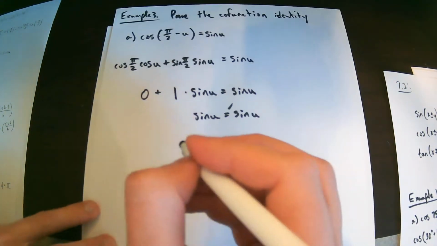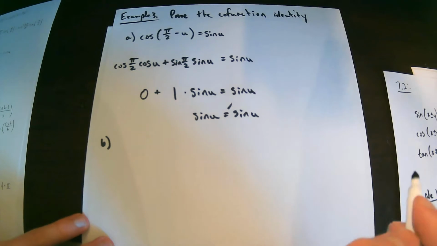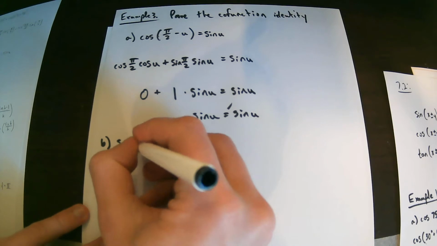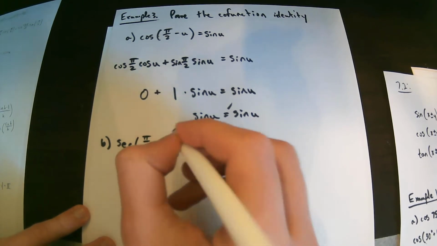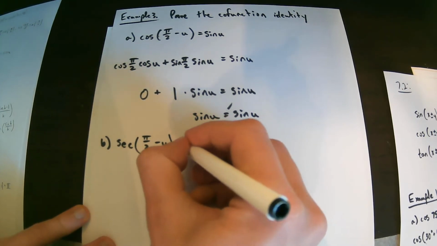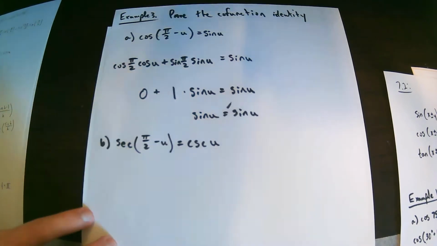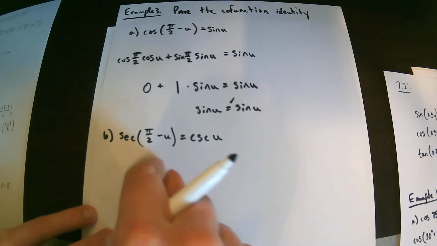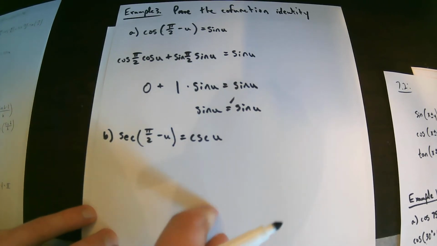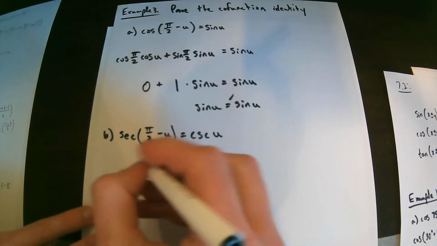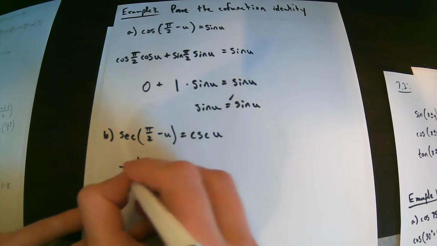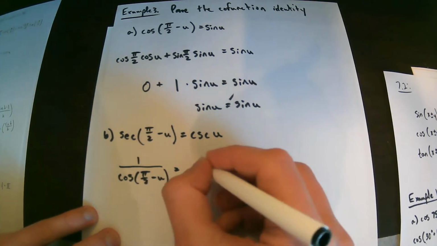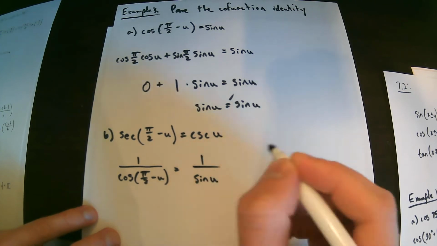Okay, and how about another one? Yeah, this one's pretty interesting. They pretty much all go the same way, but these cosecant, cotangent, and secant ones are a little different just because of the way we define these as reciprocal functions for cosine and sine. So I'm going to rewrite this as 1 over cosine of pi over 2 minus u. This should be equal to 1 over sine of u.